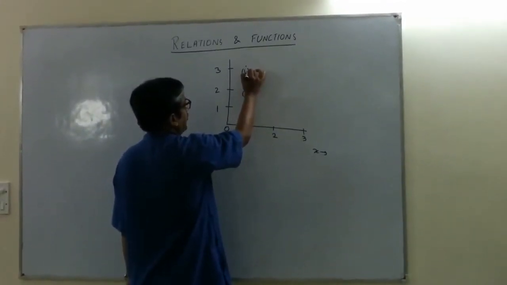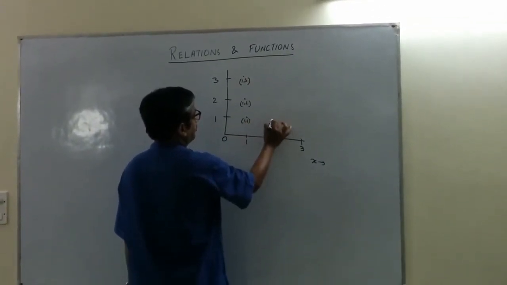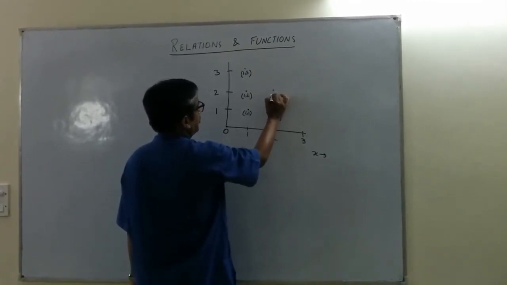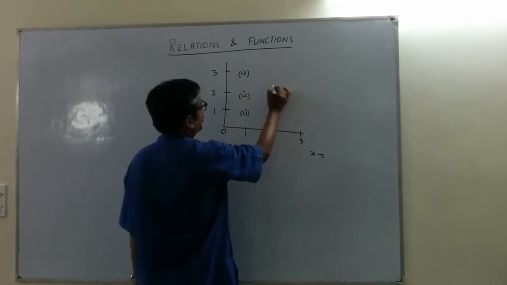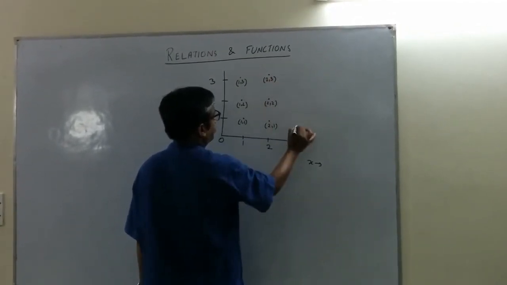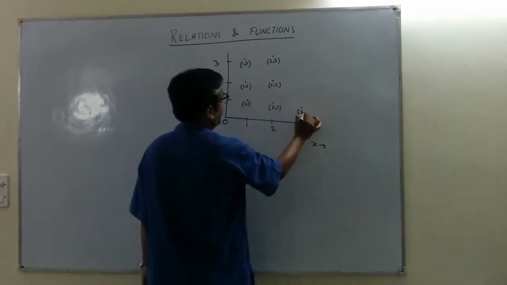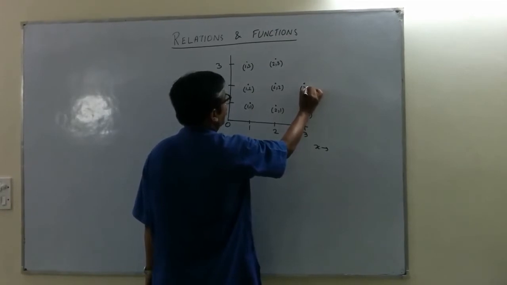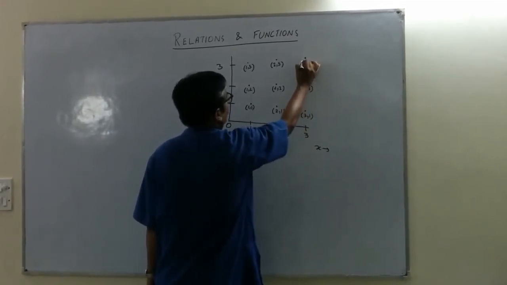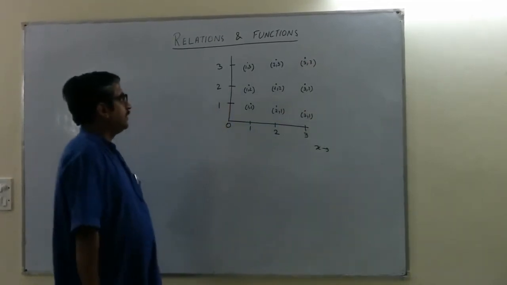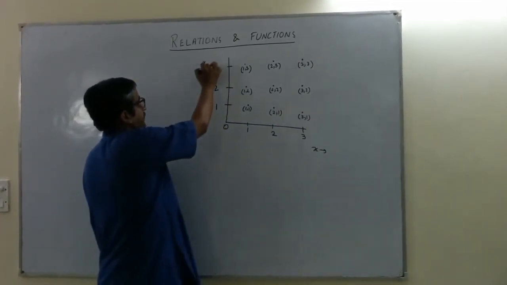This is your 1, 3. This is your 2, 1. This is your 2, 2. This is 2, 3. This is 3, 1. This is 3, 2. This is 3, 3. And this is your y-axis.